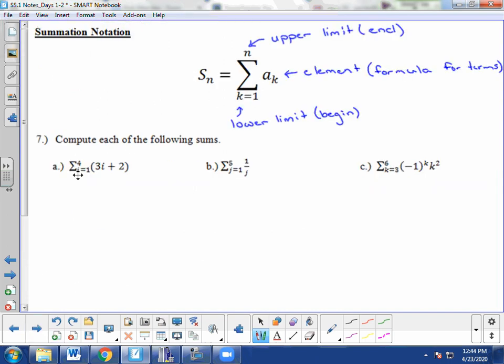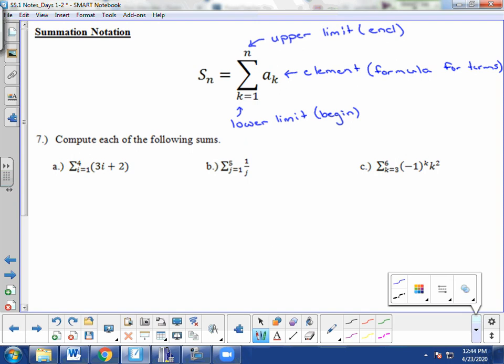So let's take a look at an example. Now this is the same notation, it's just shown a little bit differently. The word editor changes the location, but this is basically the 4 is on top, the i equals 1 is the bottom. So i is not imaginary here, it's just a variable. So this is saying find the series for 3i plus 2, starting with the first term and going all the way to the fourth term.